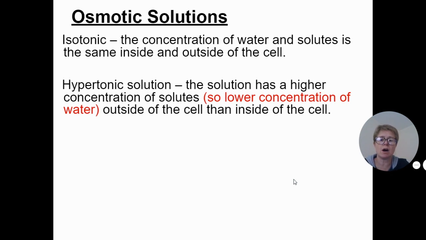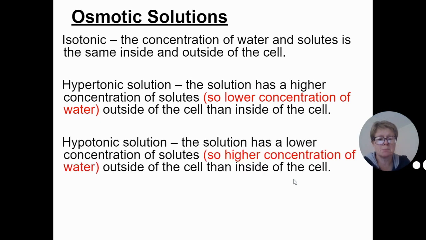So if we've got a high concentration of sugar and salt, that also means we've got a low concentration of water. If you think about your drink of squash, if you make a really, really strong glass of squash, then that's got a low concentration of water. If you then add lots of water to it and make it really, really weak, it's now got a higher concentration of water. So hypertonic, lots of squash or lots of sugar and salt would mean a low concentration of water.